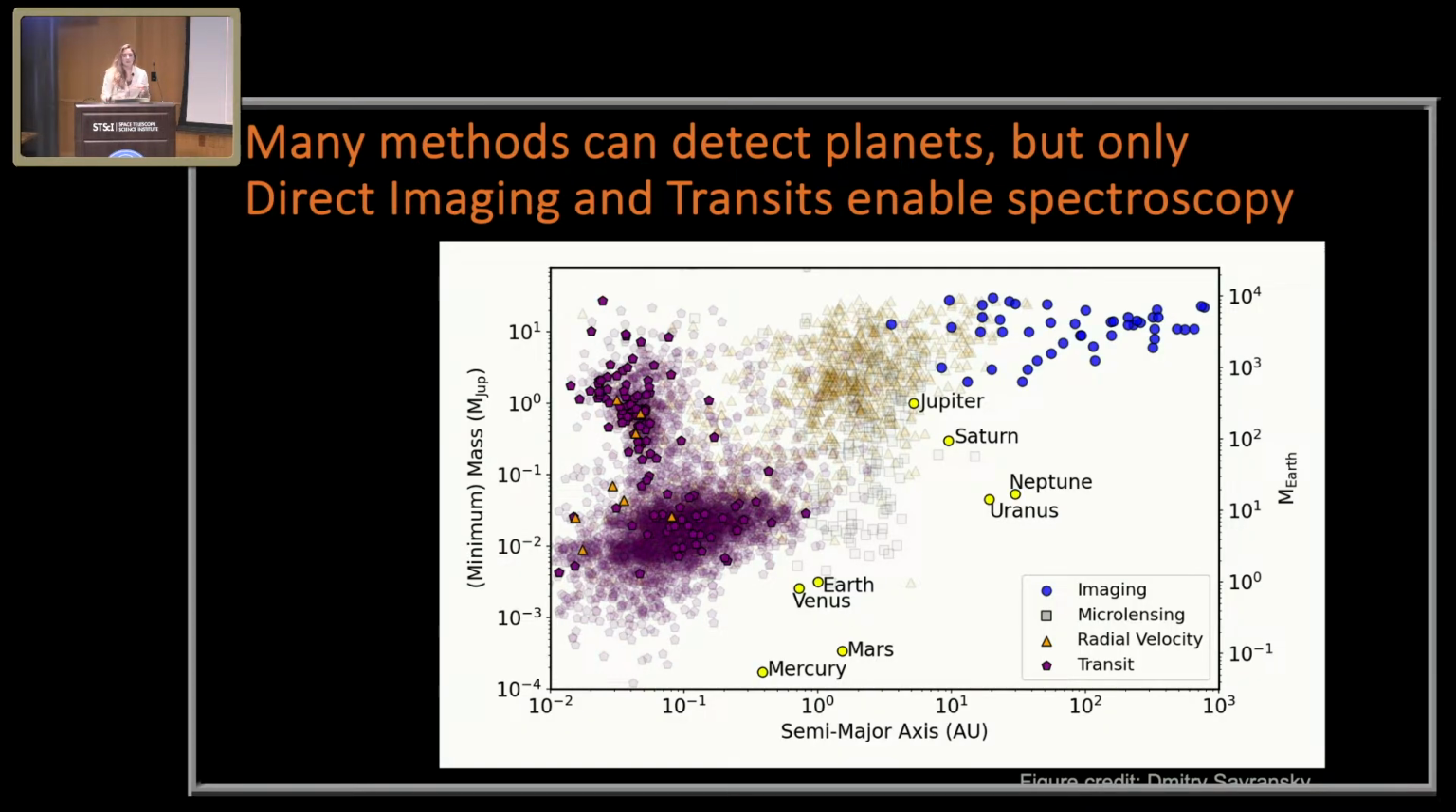So just to put this program into context, we have our famous plot with mass versus separation, with all the different detection methods sensitive to specific populations here. But one interesting thing about this plot in particular is the fact that everything with a little outline around it are planets that have spectra, actual measurements of their spectra. So the only methods that can currently do this are direct imaging and the transit method.